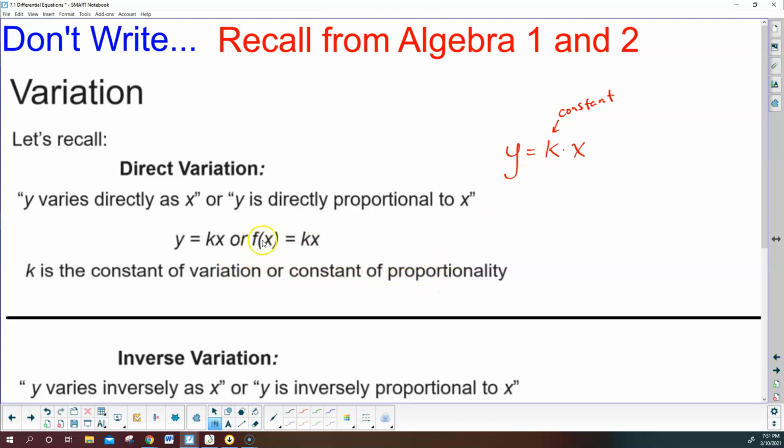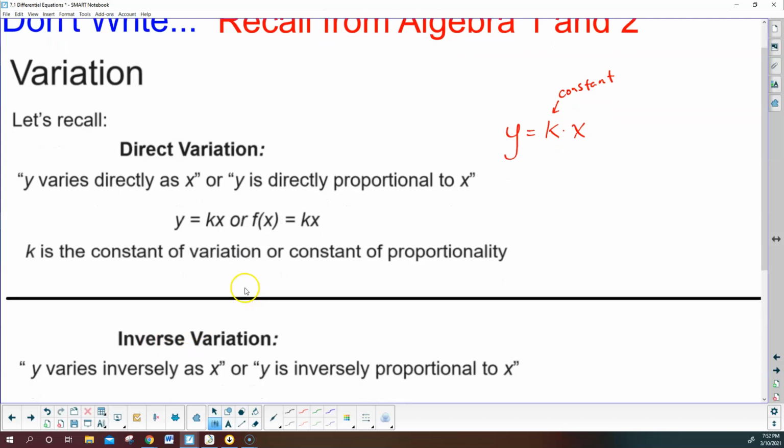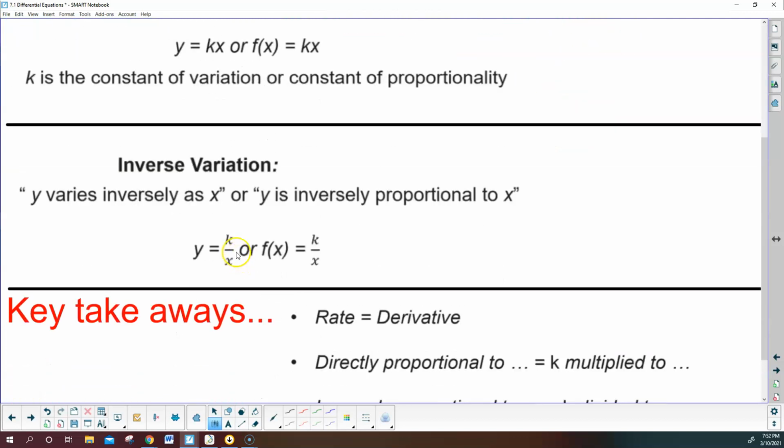Now remember, instead of y, we could call it f of x, but when you see direct variation, it's basically y is equal to k times x. All right, well, what is inverse variation? Inverse variation is when y varies inversely. So when you see that y is inversely proportional to x, that means that they're related, but it's y equals k over x. Or again, y is the same as f of x.